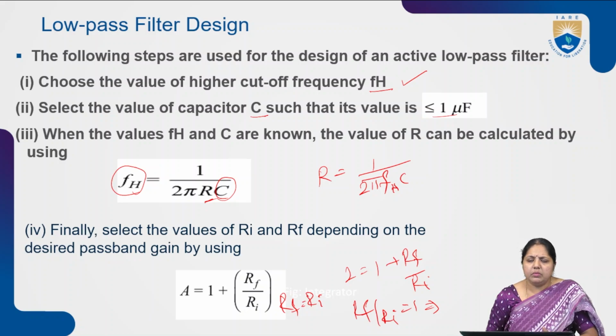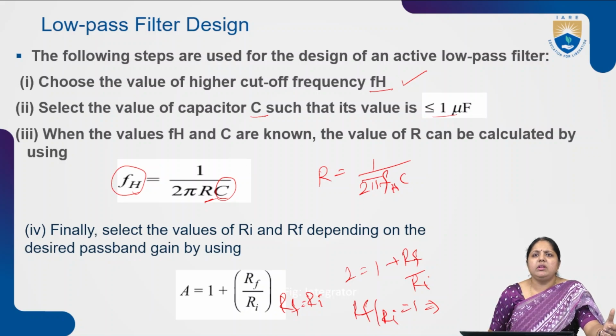So these are the steps. What is the first step? If no frequency has been given, first choose the higher cutoff frequency. Later choose the capacitance value. Based on the frequency and the capacitance, calculate the resistance value. Now choose some passband gain value. Based on the gain value, find the values of RI as well as RF. This is the sequence of steps for the design of the low pass filter.